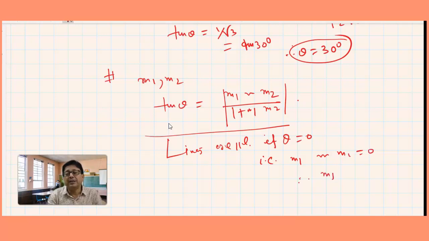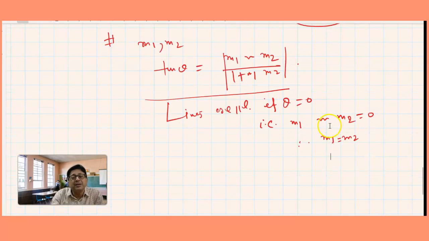So m1 is going to be equal to m2. No problem. So two lines are parallel if their slopes are equal. It's a concept you should keep in your mind. Lines parallel, then their slopes are equal.